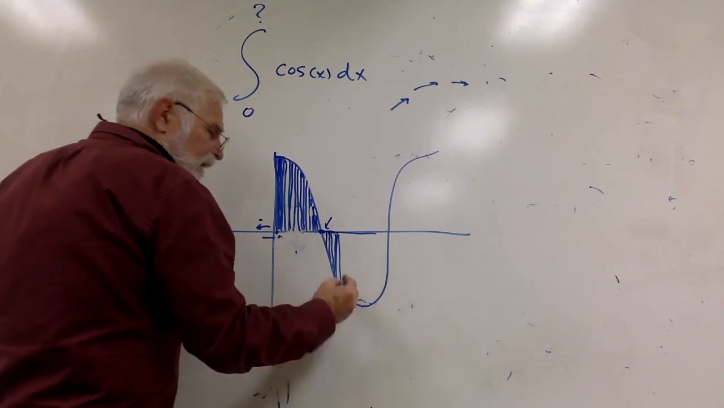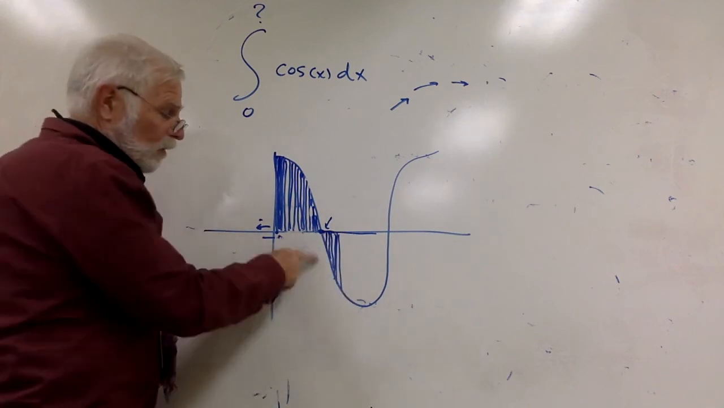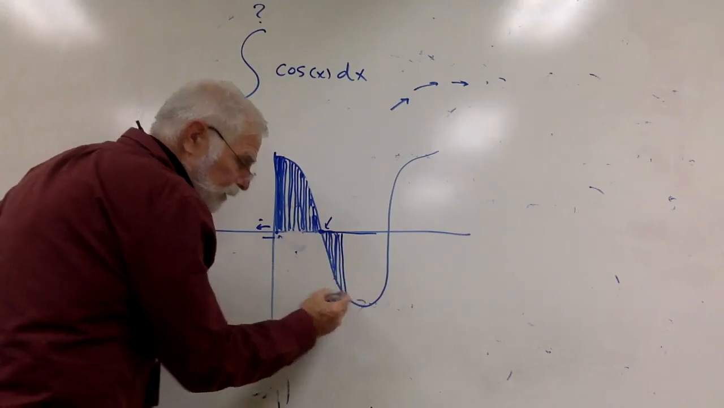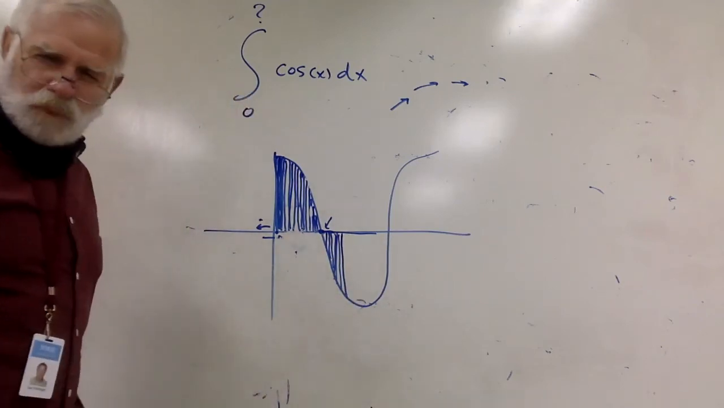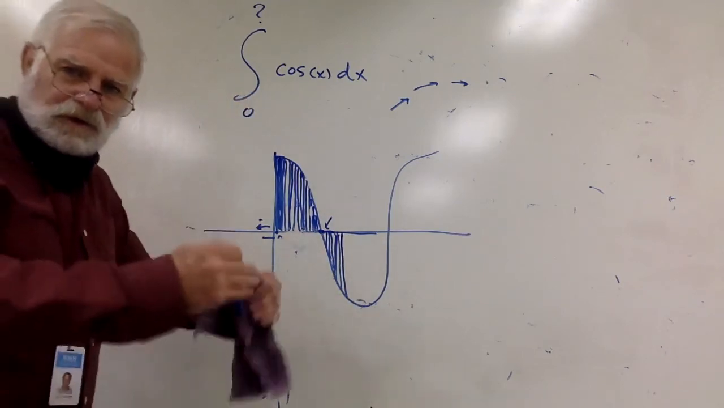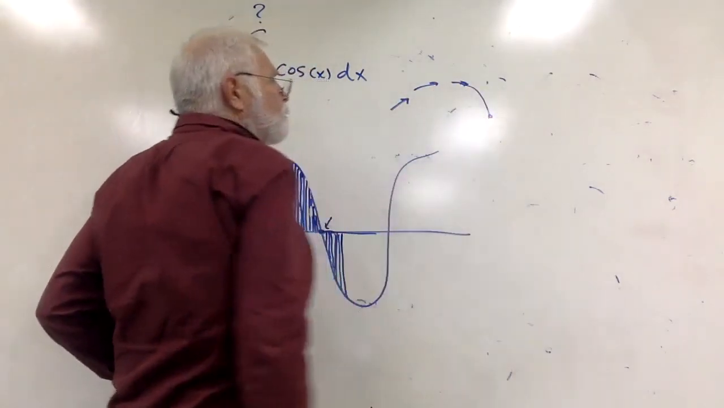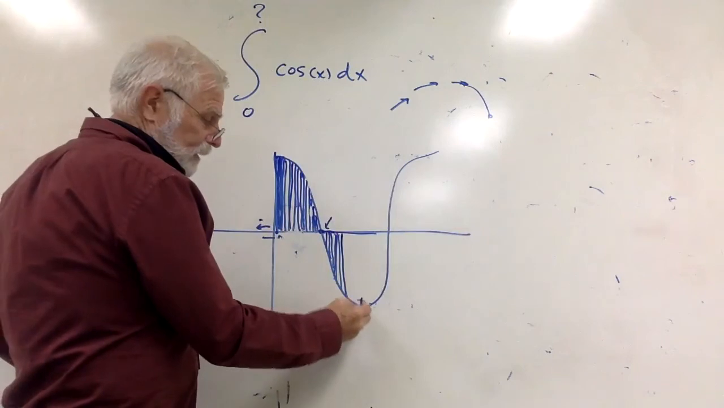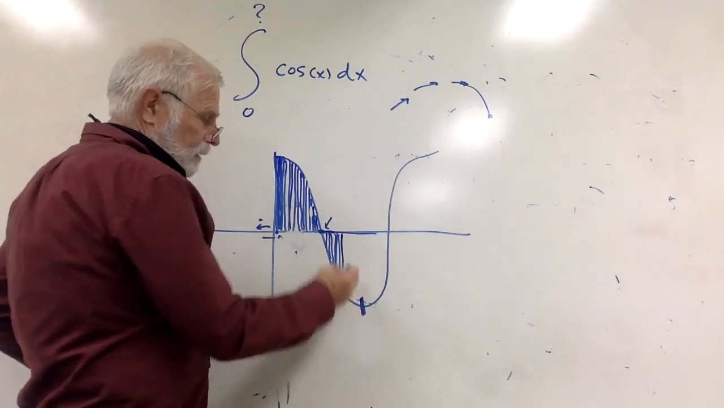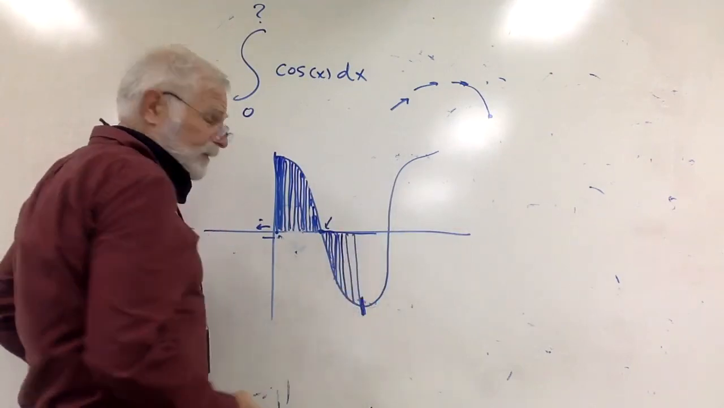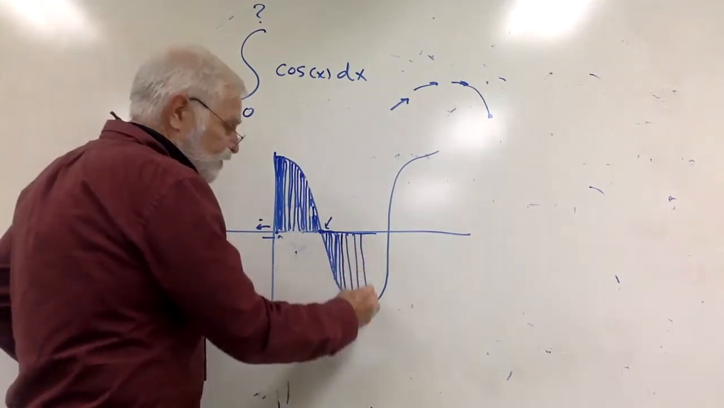So I'm getting negative amounts right now that are doing what? More and more negative. Each strip of area is more and more negative. So if I add each of those up, I'm going down until I get to here. Because I'm still going down. These strips are still negative.